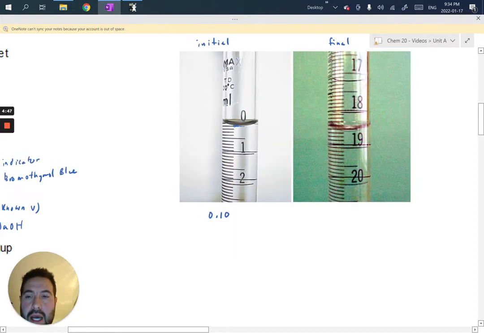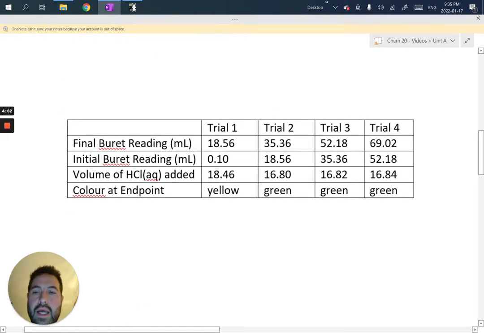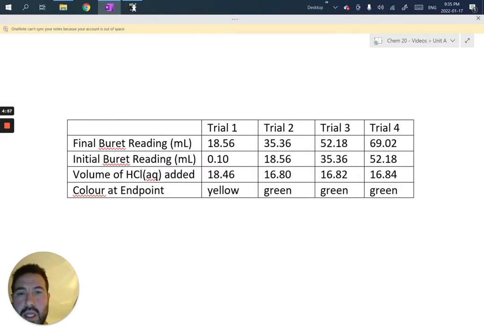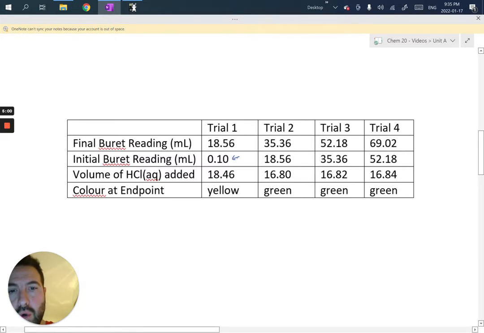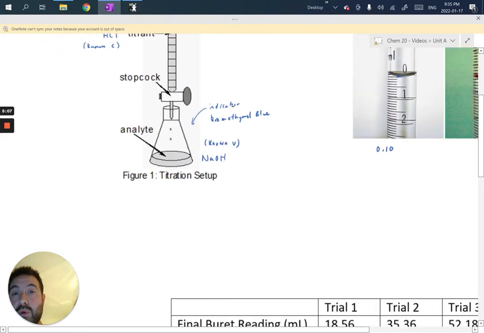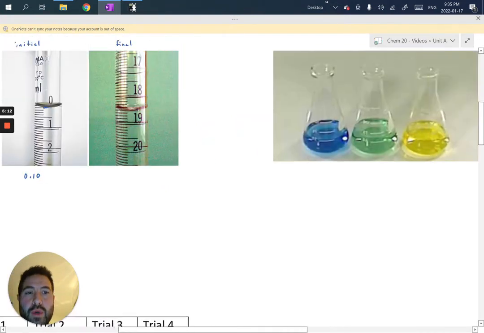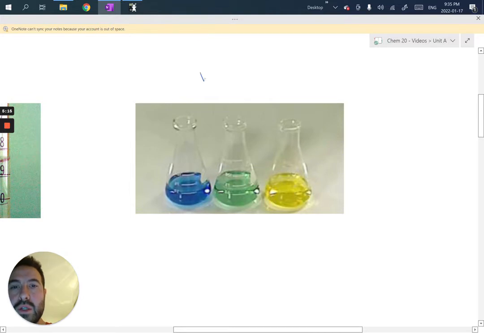Now there's a data table down here. This would be the data table that I could record my data on. So before I start my titration, I'm going to record that value right here. Okay, so I'm going to now do my titration. Once I've added my bromothymol blue to my base, bromothymol blue is an indicator that is going to turn from yellow to blue, and it's a pH of, I hope I get this right, 6 to 7.6.